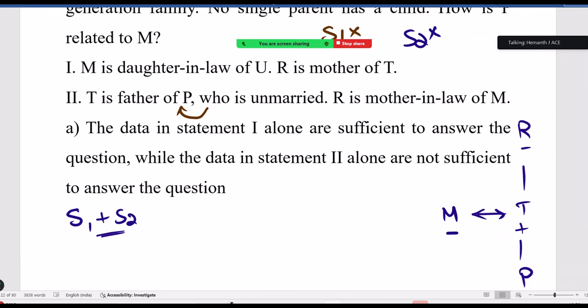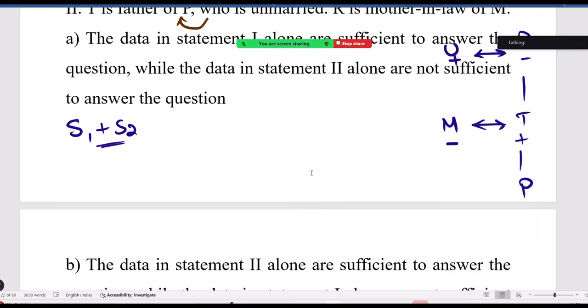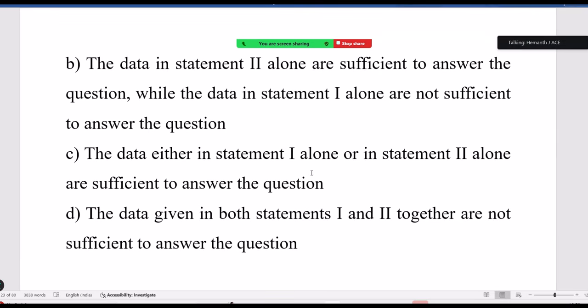See this other side. Now one more person. M is daughter-in-law of you. R and you are a married couple. Okay. But now how is P related to M? P is child of M, but I cannot say son or daughter. P's gender is unknown. So both statements put together are not sufficient, I have to say.